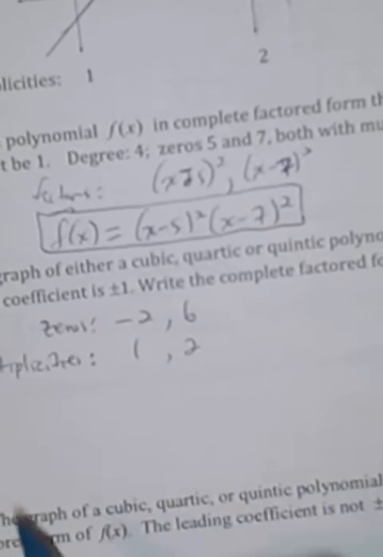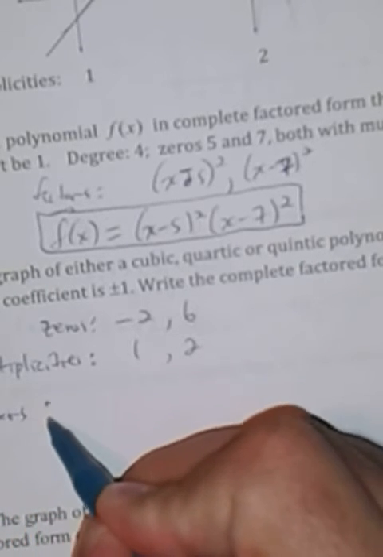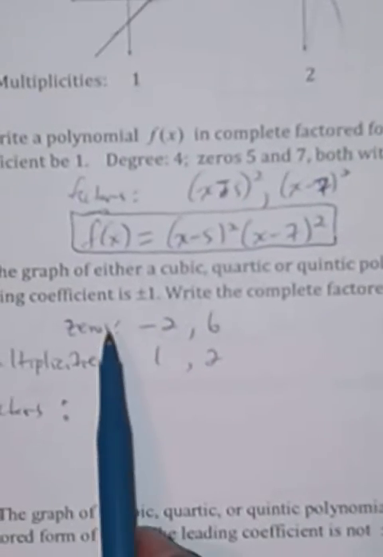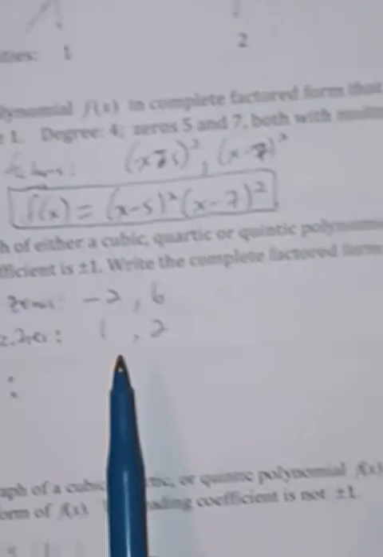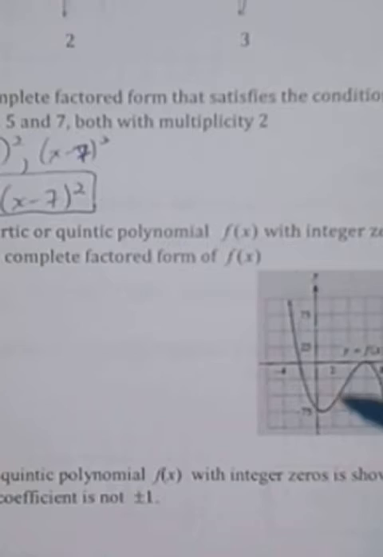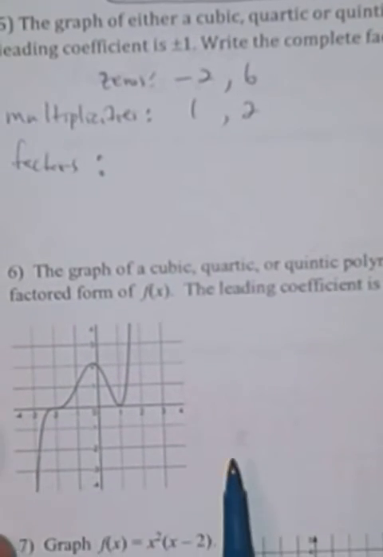All right. So our factors are going to be what and what, and then notice you have to decide the leading coefficient is plus or minus 1. So you'll just decide which one that is. You don't just decide. You have to check which one fits with the curve. All right. 6 we'll also do in class.